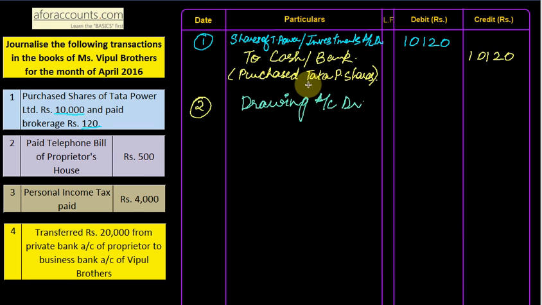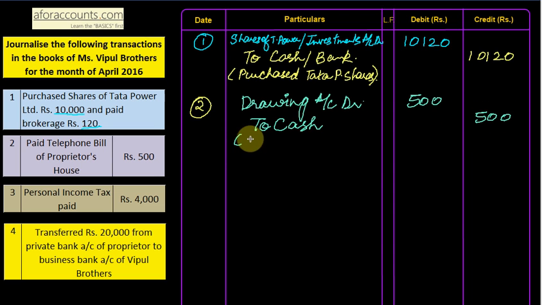Drawings कैपिटल का अमाउंट हमेशा क्रेडिट होता है. सो ड्रॉइंग कैपिटल में से पैसा निकला बाहर आया और कुछ अमाउंट बाहर निकला तो कैपिटल क्रेडिट. सो ड्रॉइंग डेबिट. Now paid bill of proprietor's house, that is not expense of business. So drawing account debit 500 to cash. कैश बाहर गया था to pay this proprietor's bill. So drawing account debit to cash 500.